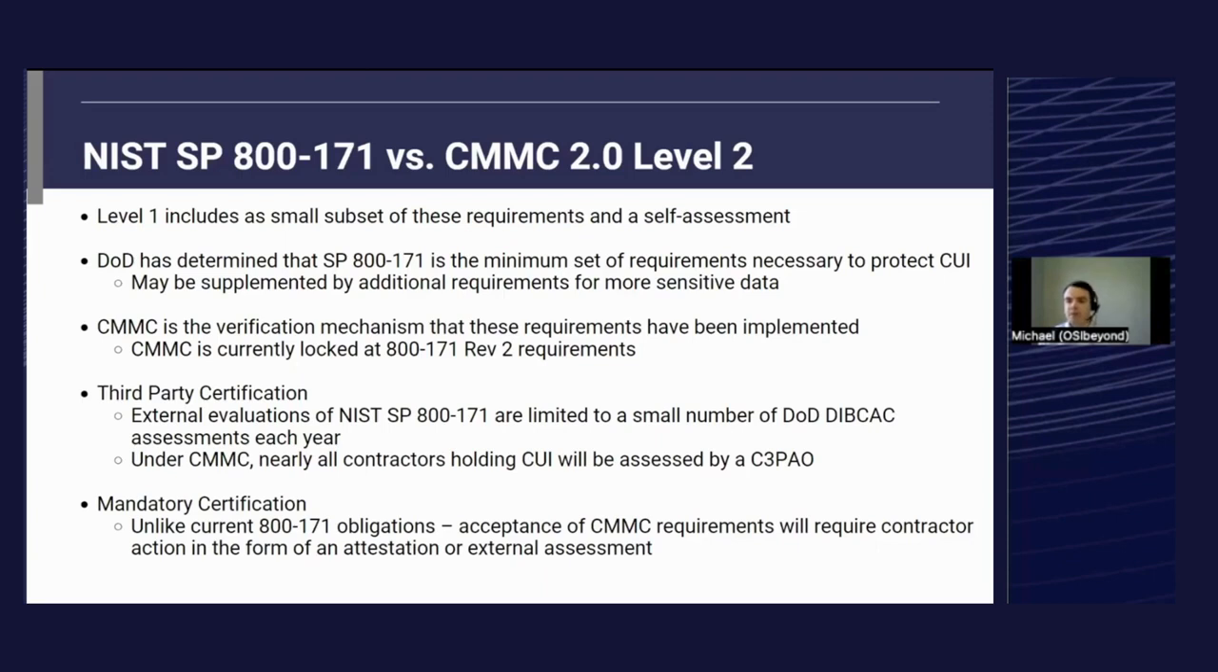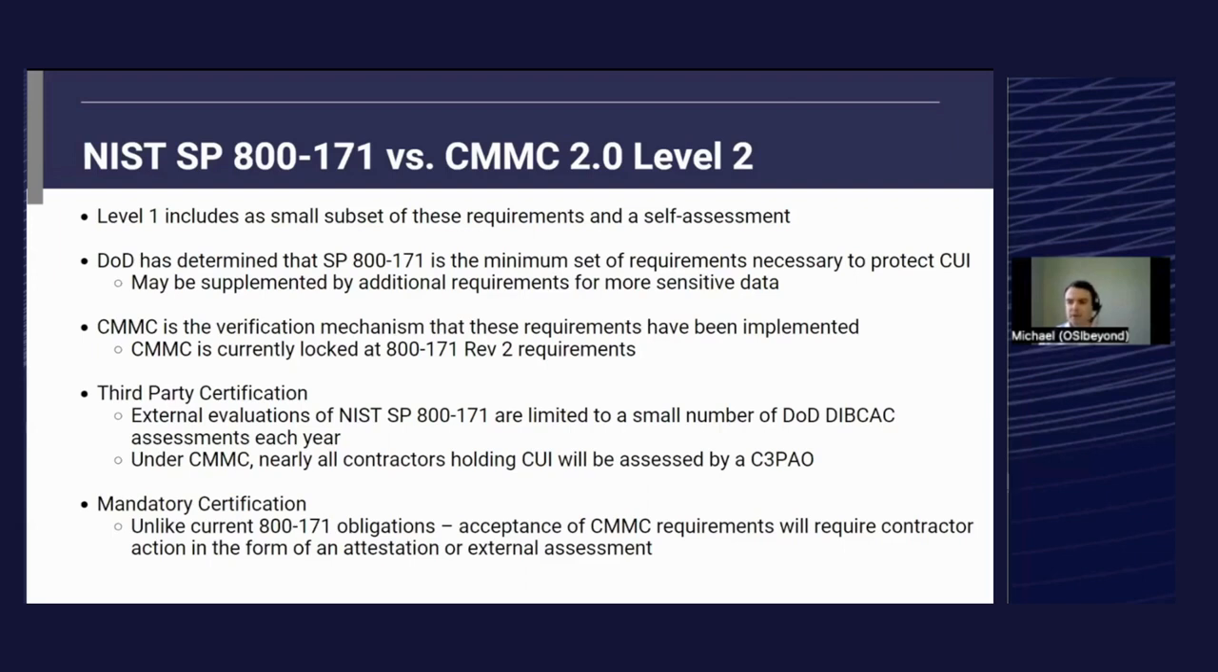Taking a step back, though, and looking at 171 as a whole, per the DoD, they've determined that 800-171 is effectively the minimum set of requirements that need to be met by an organization to protect CUI. They can be supplemented by additional requirements, if we're thinking about CMMC Level 3, those 800-172 controls, perhaps export control considerations, and other situations with certain specified types of CUI. But that baseline does stay in place, and it applies regardless of the size of the organization. They effectively follow the data, whether you have 1,000 people or 5.